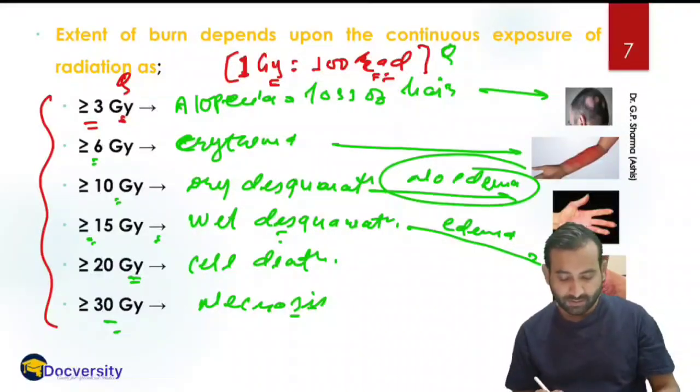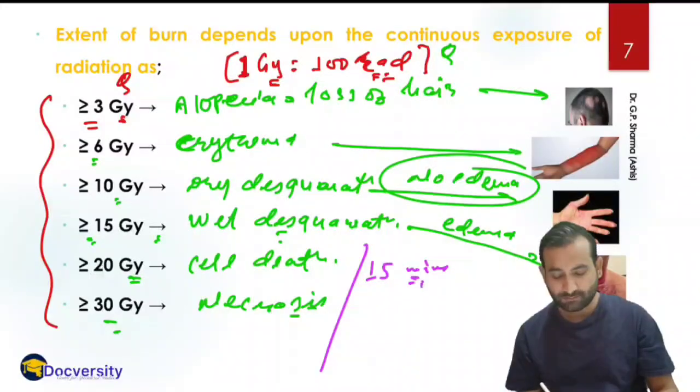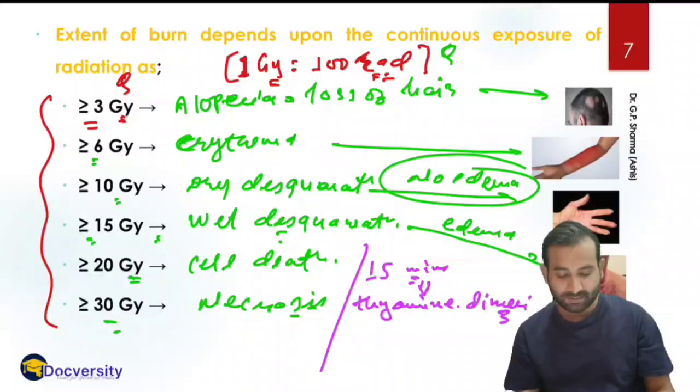Hope you understand. And as we said already, the extent of the tissue damage depends on the dose and the time, how much the radiation is exposed to the body. So here is one point I want to explain. If we expose to this radiation for 15 minutes, it produces thymine dimerization. Thymine dimerization means, hope you understand, we have the adenine.